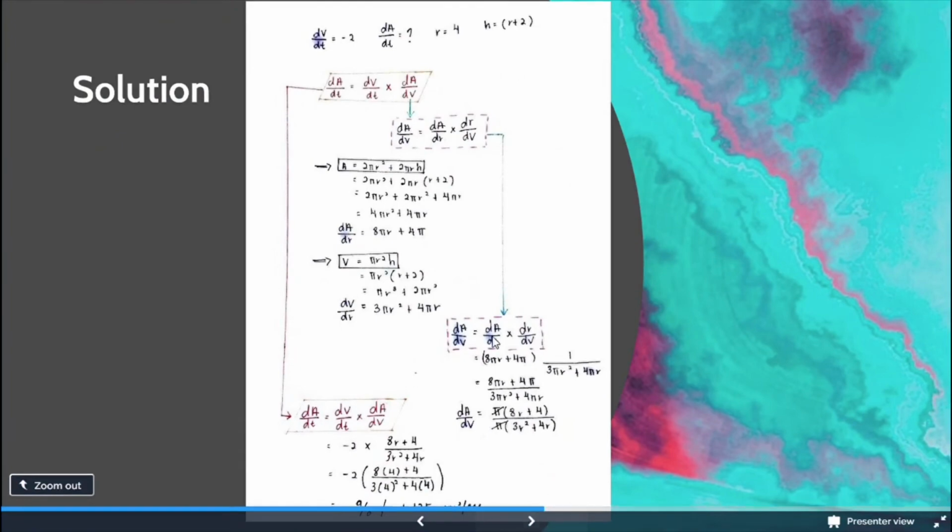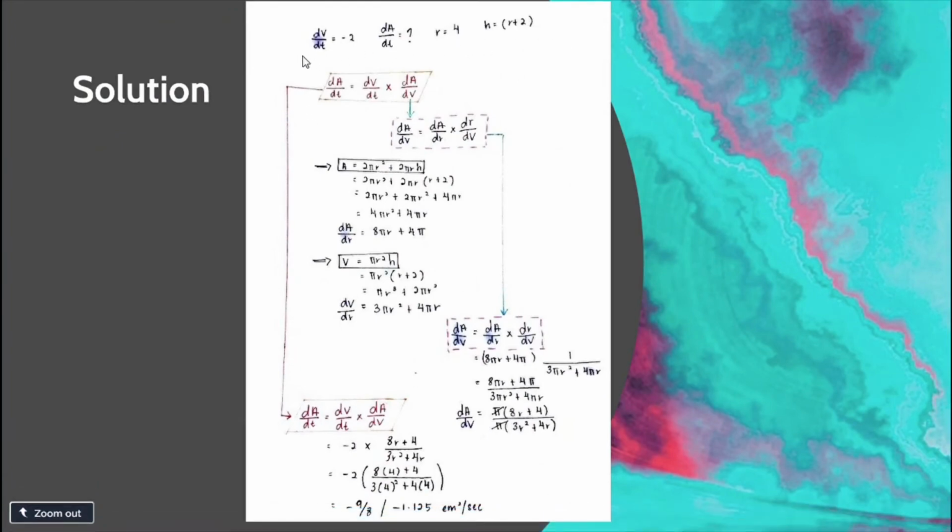Here I come up with the solution. First of all, we need to identify all the information given in the questions. We have dV/dt equals negative 2, dA/dt we need to find, r equals 4, and height r plus 2. First of all, we need to make a formula to find dA/dt, which is dV/dt times dA/dV.